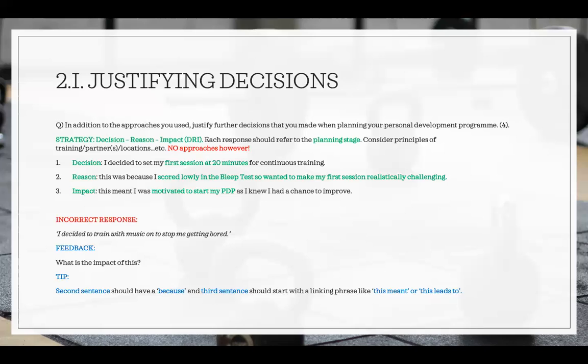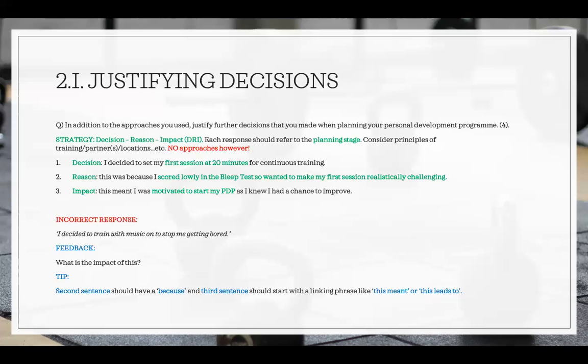So a lot of kids here will say, well, I decided to use the shadow drill because it was at the cognitive stage of learning. It's not answering the question. It's justify further decisions you made when planning. So a strategy they can use, and an acronym they could use, is DRI, D-R-I.